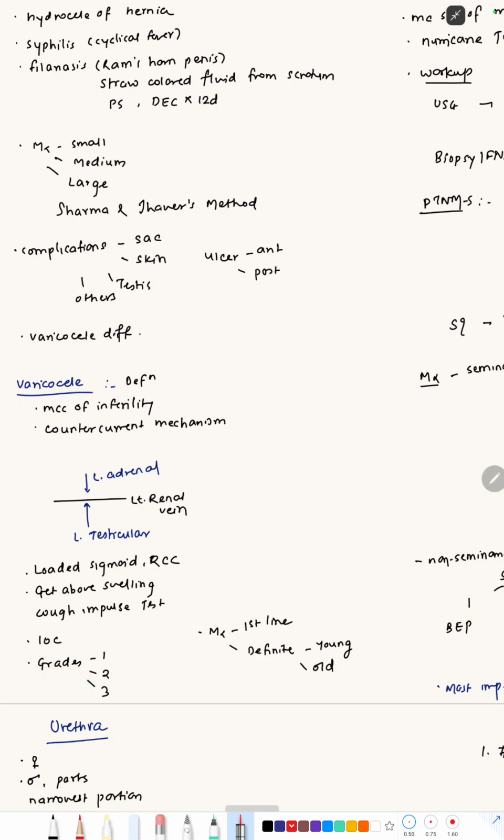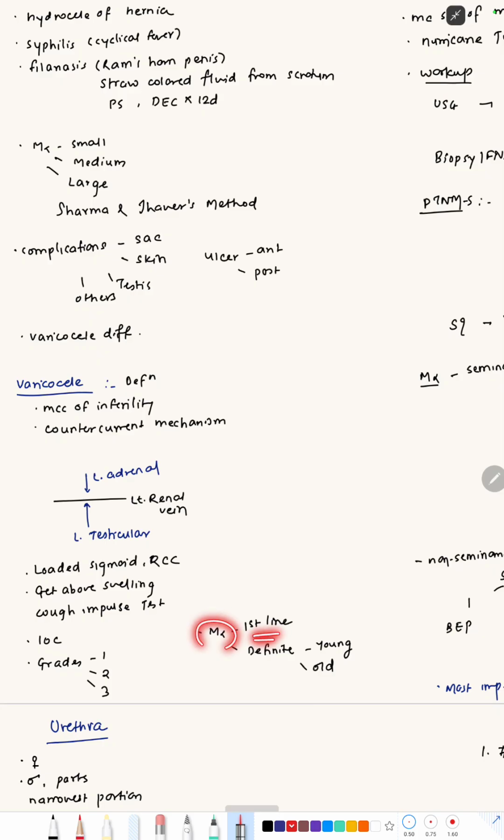So grade 1 is where it is not visibly palpable, but Doppler it detects varicocele. Also, it can be palpable if the patient performs a Valsalva. In grade 2 it is palpable as well as it is detected on the Doppler. In grade 3 it is visible through the eyes only.